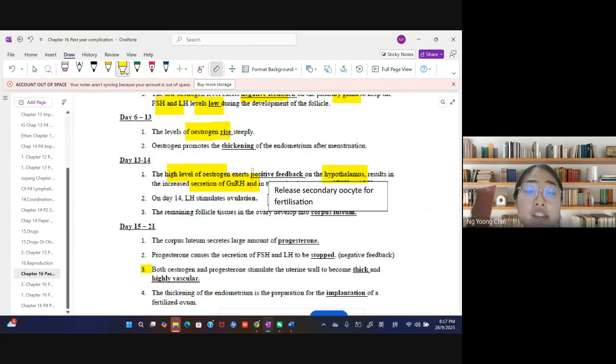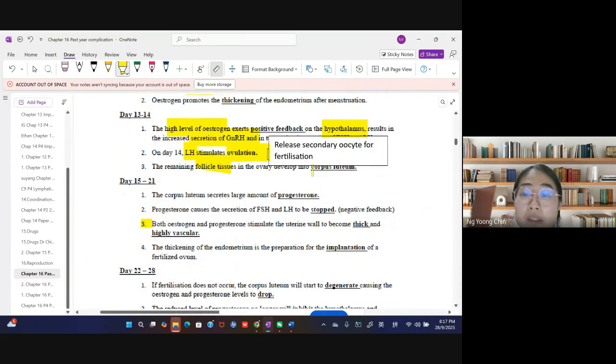So you have the LH and FSH surge around day 14. If you have an LH surge, the LH surge will stimulate ovulation, releasing the ovum. So the remaining follicle tissue will become the corpus luteum. On days 15 to 21, after the corpus luteum has been produced, it will start to secrete a very large amount of progesterone.